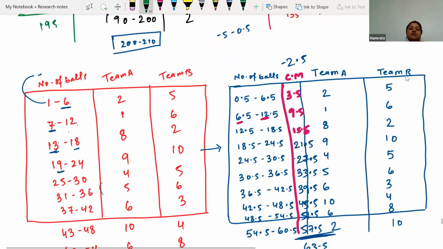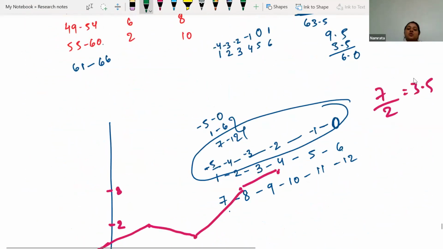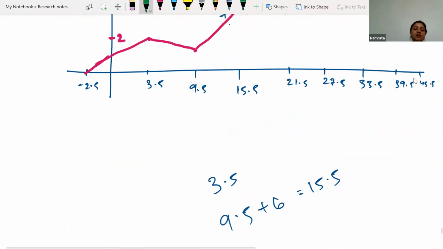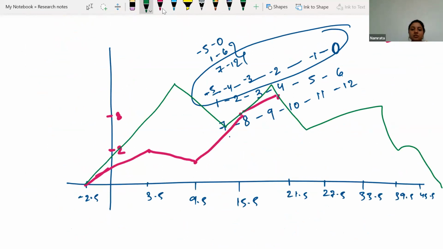You just have to mark the frequencies properly. Class mark is the same for both of them. Just locate the point properly and join them. You will be getting two figures, like this. So we have to plot both of them on the same graph. This will go on like this, and the pink one will also keep on going, maybe like this. So this way you will be having two graphs.